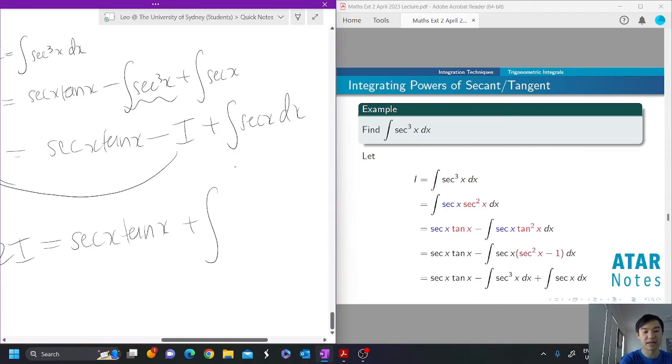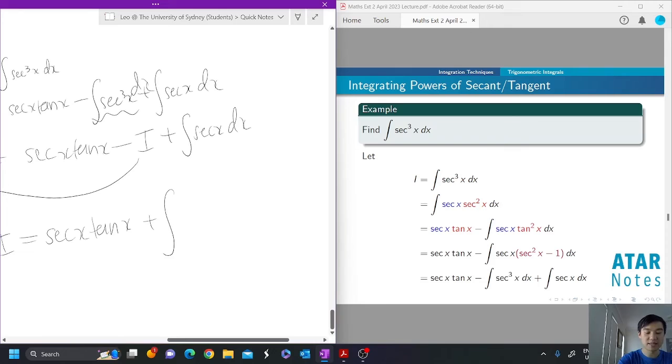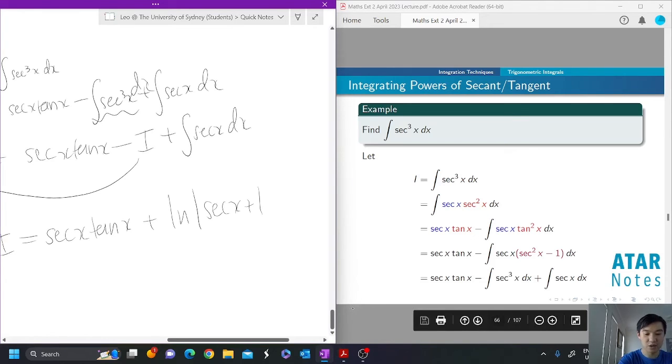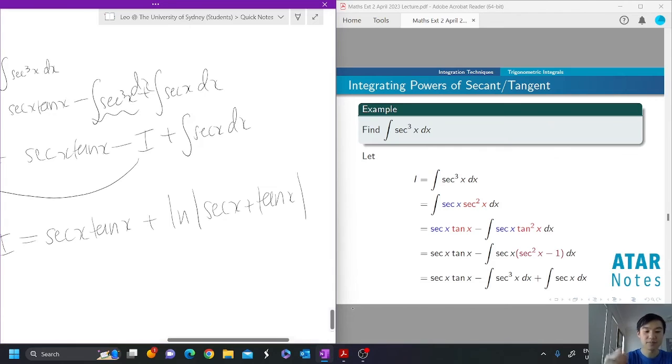And we just talked about how we integrate sec x. We know that this is going to be ln absolute value of sec x plus tan x, using the process I explained earlier.